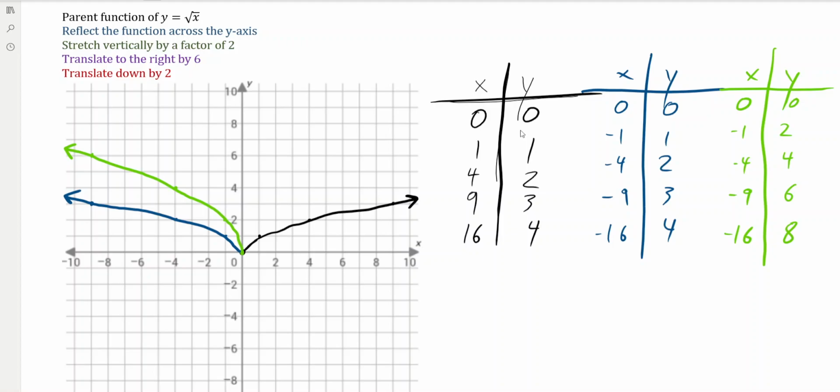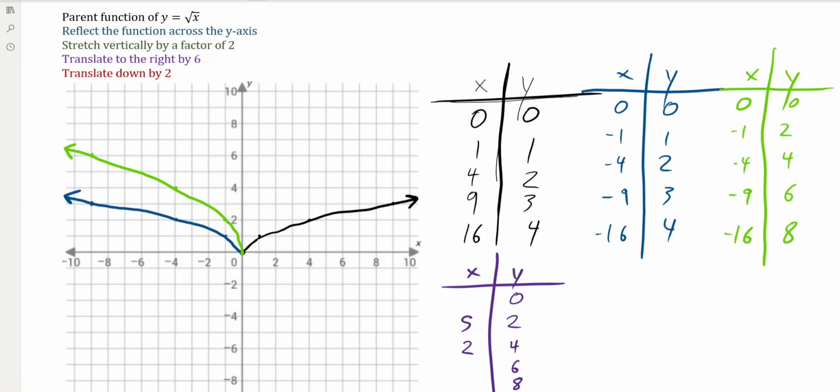All right, and then our second to last one is our purple, which we have looking like this. So it's translating to the right by 6. So we're going to add 6 to every x value, which means our y values stay the same. So add 6, add 6, add 6.